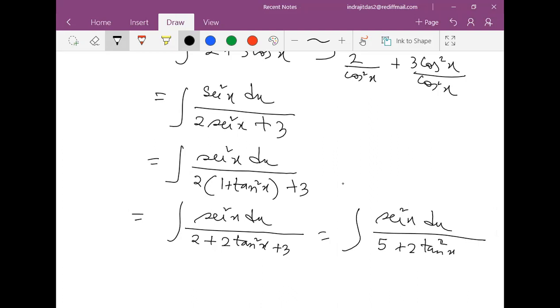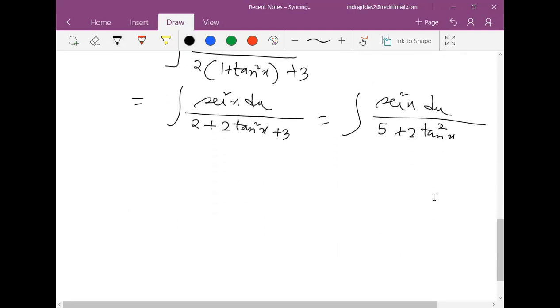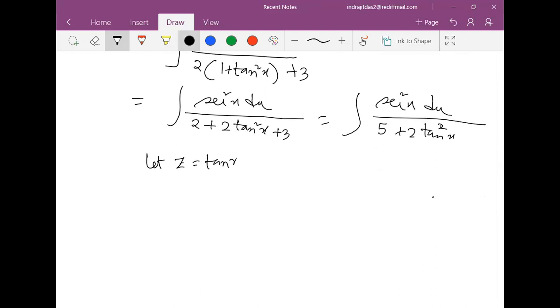This is a bit bigger. Now what to do? Take tan x as z. Let z be tan x. Always in all these types of problem your method will be the same. So dz will be the derivative of tan x, which is sec square x, and then dx. So you write the result as sec square x dx is dz, giving dz by 5 plus 2z square. Now you have to adjust a little bit.